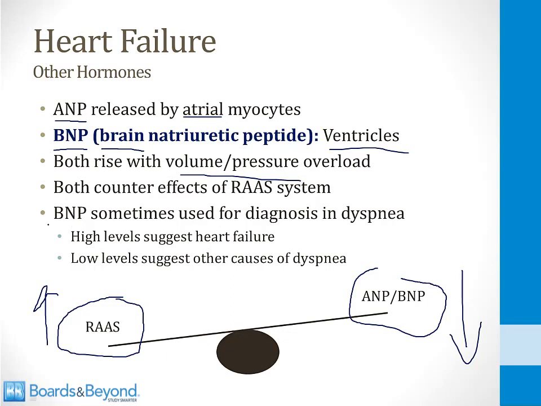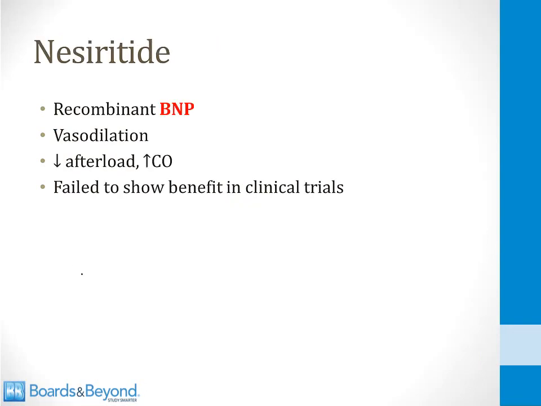And I should note here that a BNP level can be measured in the plasma, and this is sometimes used to work up patients who are short of breath and have dyspnea. If the level of BNP is high, it suggests heart failure is the cause of dyspnea. If the level of BNP is low, it suggests some other cause like pneumonia or some pulmonary problem is the cause of dyspnea.